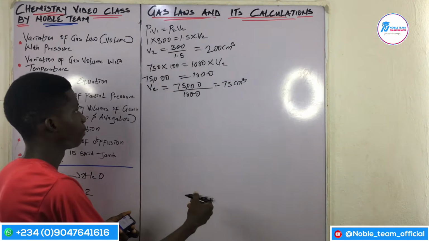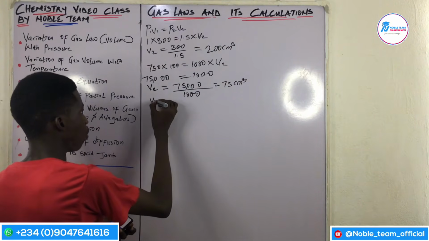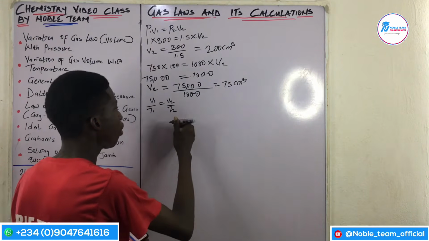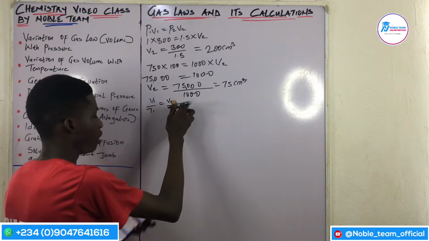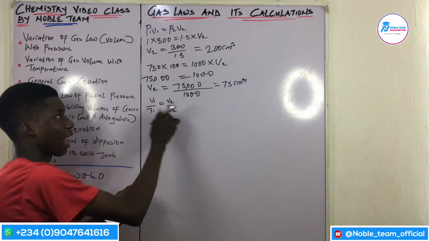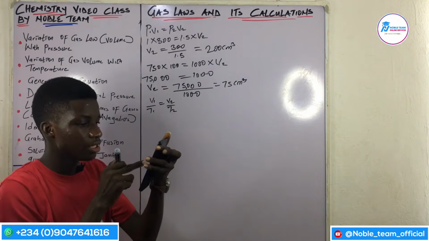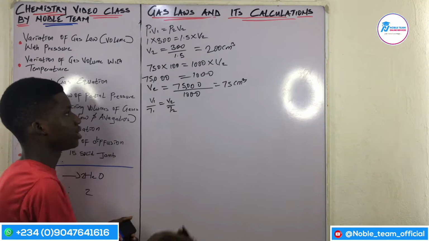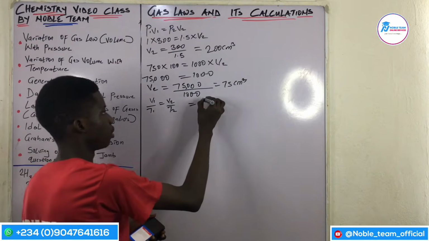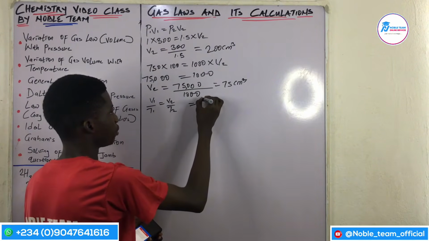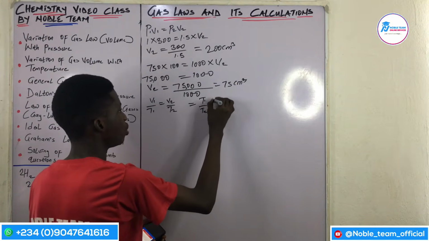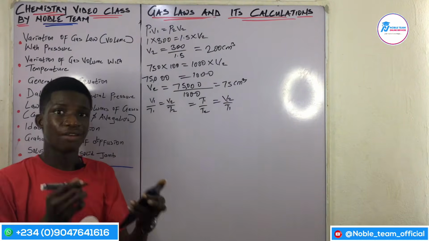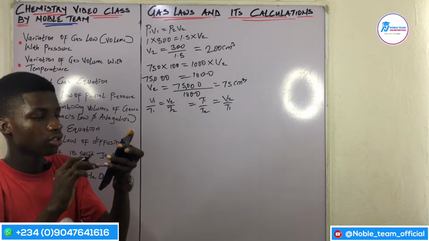So we have Charles' law to be V1 over T1 is equal to V2 over T2. I hope you know that you can rearrange this. Yes, you can rearrange this particular formula, since we are asked to get the initial and the final. Now once we are rearranging this, you can have T1 over T2 is equal to V1 over V2. I hope you know you can rearrange this. According to the question, it says the ratio.